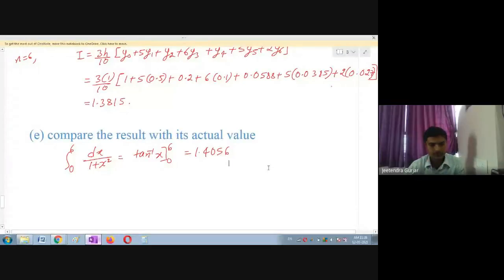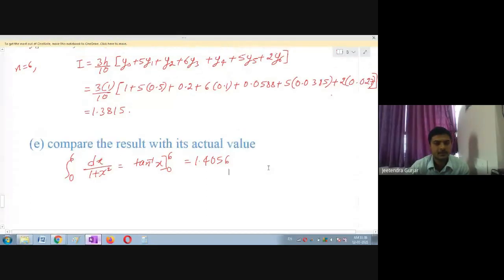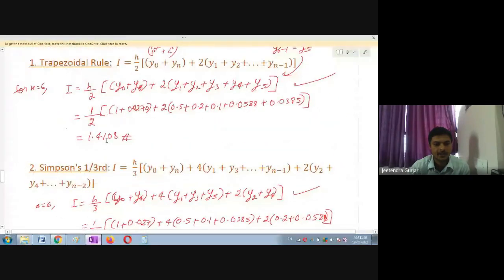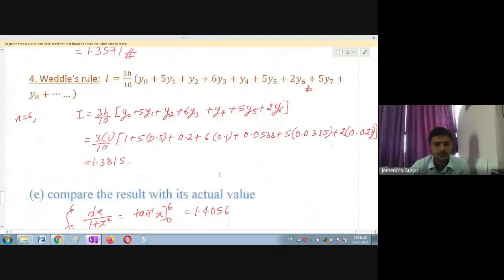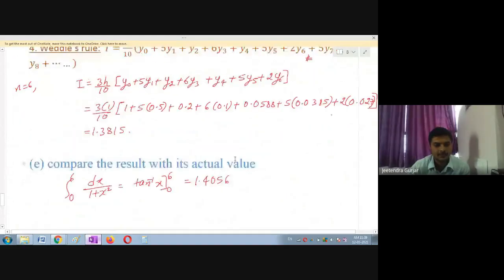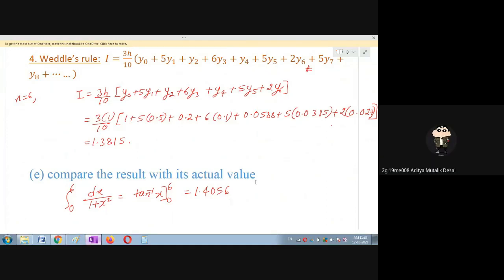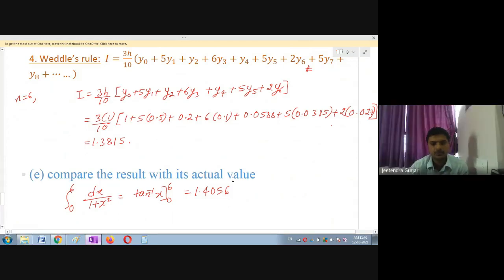So now you can see which one is very nearer. 1.38, 1.35, 1.36, 1.41, 1.08, this is. So which one is nearer to 1.4056? Anybody? Please check. So most probably Weddle's rule will be very much nearer to the answer, students. Okay, so like this you should be able to simplify the problem.